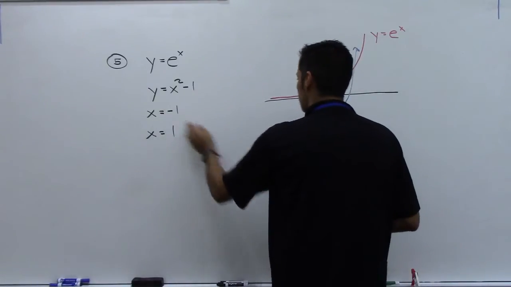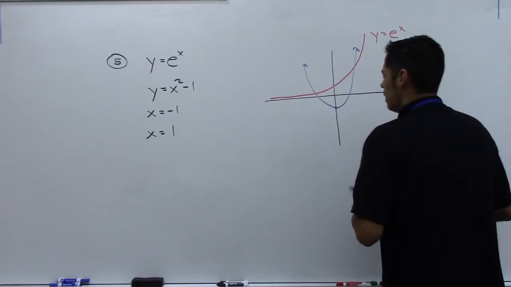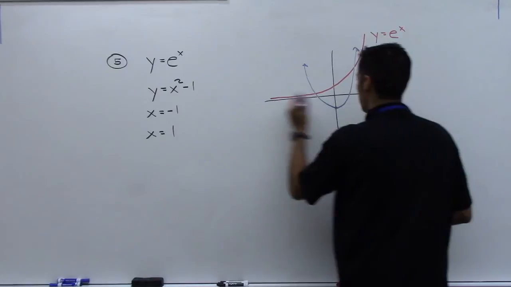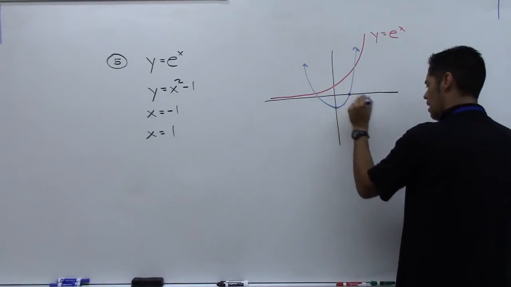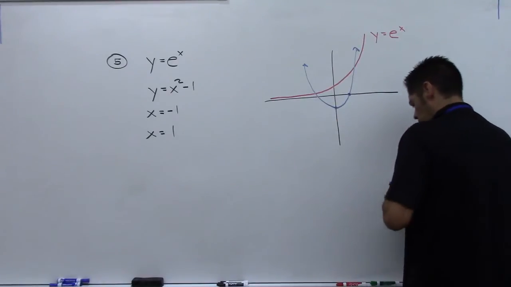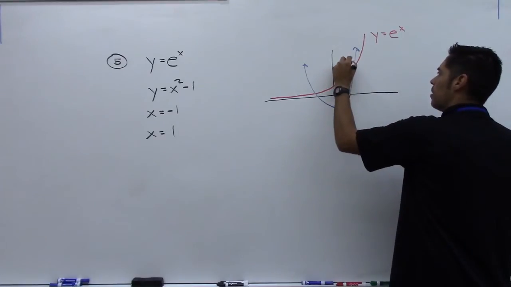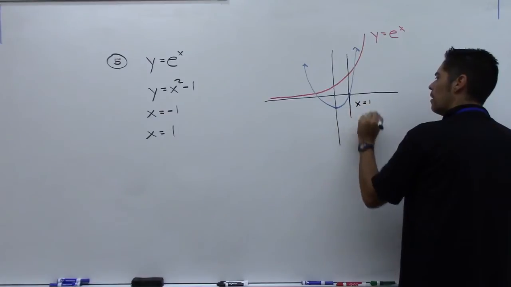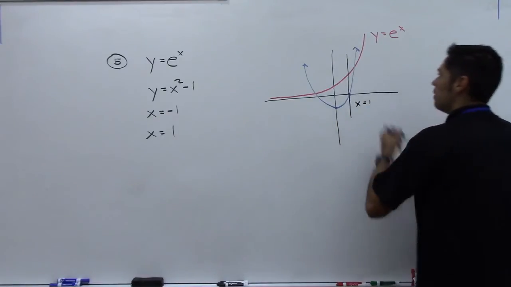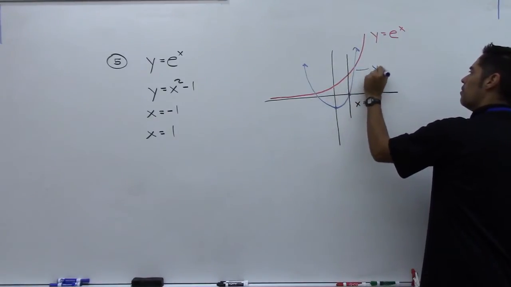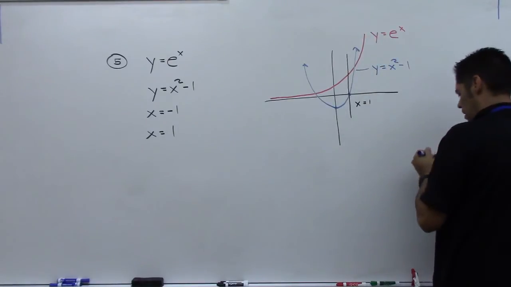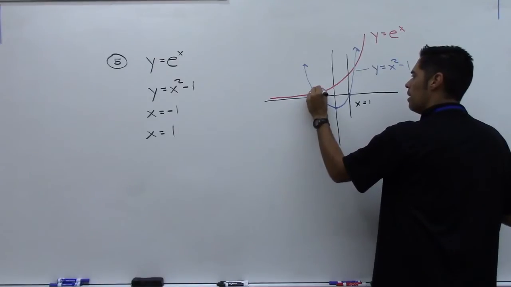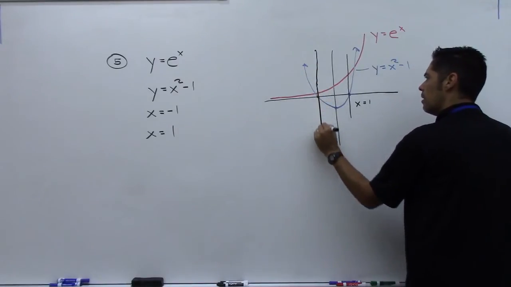These are vertical lines. So x equals 1. Let's see, where would we be? If I plug 1 into this, I get 0. So I know that hits there. So x equals 1 looks like this. And I forgot to label the blue one here: y equals x squared minus 1. And then x equals negative 1 is there, and that goes like this also.